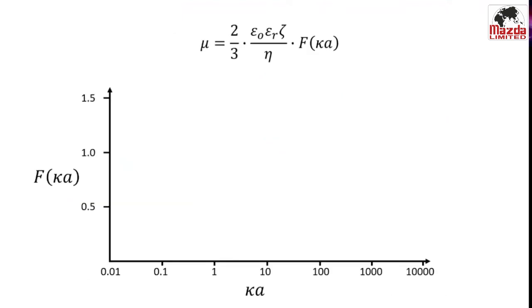We can write the equation with a multiplier that is a function of kappa a. This was first considered by Henry in the 1930s. And one of his functions looks like this.